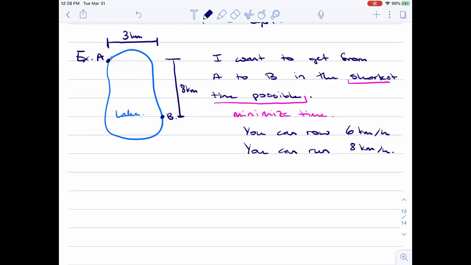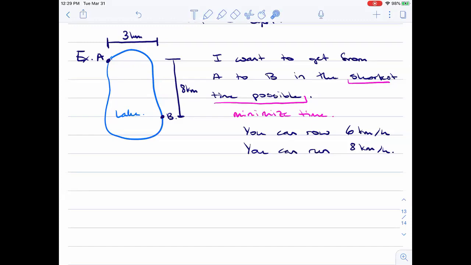Okay. So I've got two extremes here, right? I could row across here and then run down here, or I can run across here and then row down here. Neither of those are going to be very good options. In fact, I think what might be fastest is if I row to some point here and then run the rest of the way. But we're going to explore all these options.